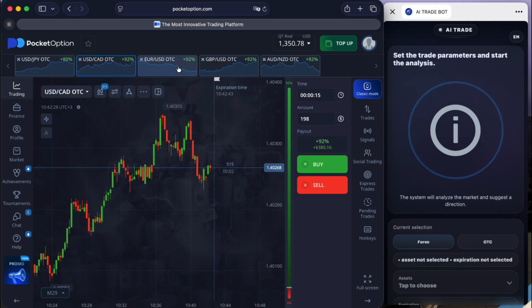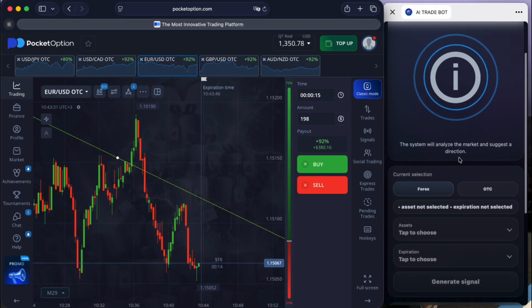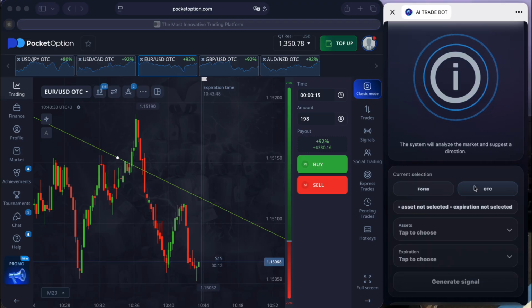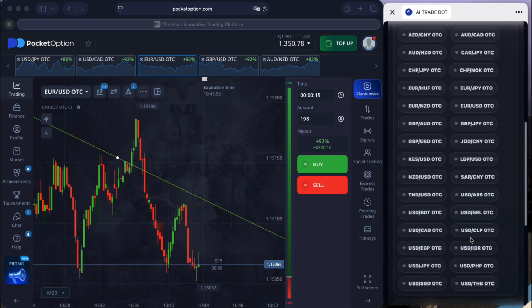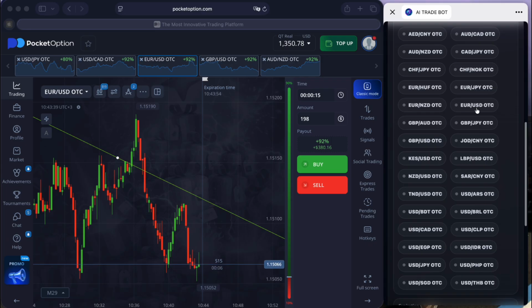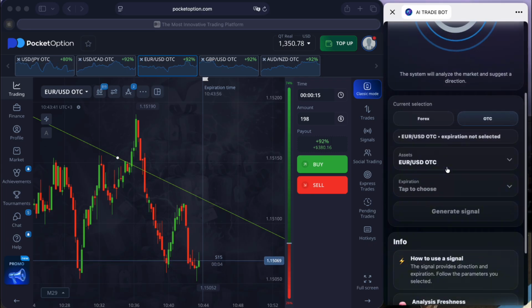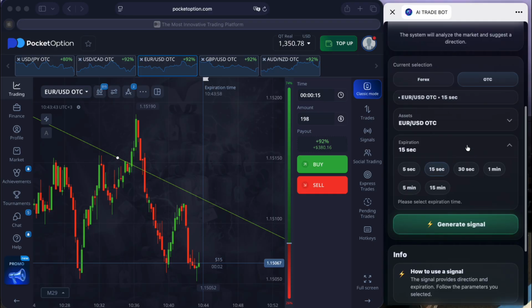I'm requesting the signal again in euro-dollar. Switching to this asset. Previously, we conducted a small technical analysis on this asset. We see that the price is moving along the descending trend line here. Let's re-request our signal here. Euro-dollar on our screens. I am adding this currency pair. I also set the expiration time to 15 seconds.